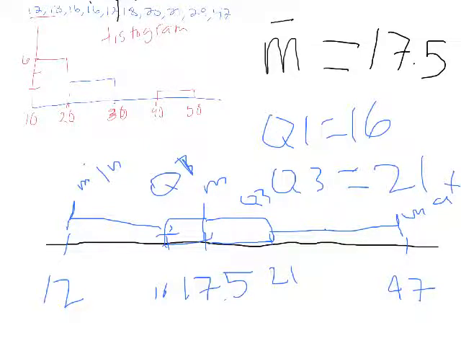Okay, so that's how you do the box and whisker. Alright, so now we're going to do a stem and leaf plot with the same data.